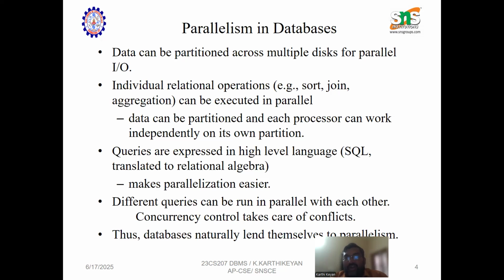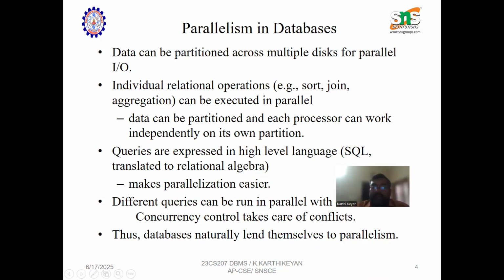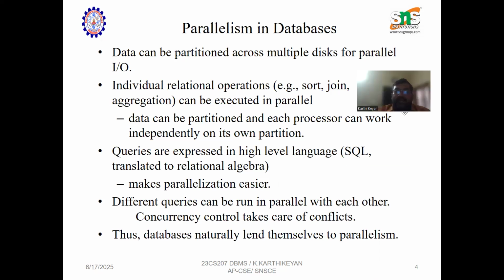For example, sort, join, and aggregation operations can be executed in parallel. So data can be partitioned, and each processor can work independently on its own partition. Queries are expressed in high-level languages. SQL translates to relational algebra, which makes parallelism easier. Different queries can be run in parallel with each other, and concurrency control takes care of conflicts, and thus databases naturally lend themselves to parallelism.